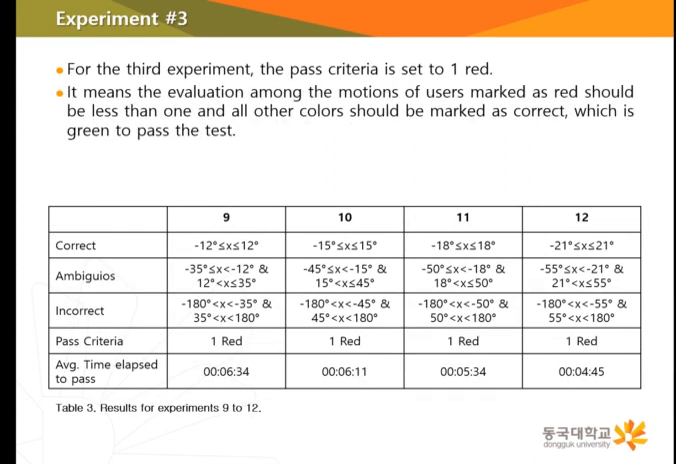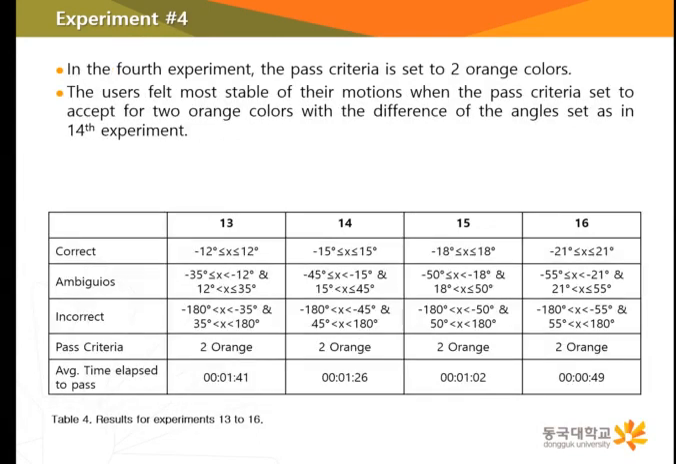For the third experiment, the pass criteria is set to 1 red. It means the evaluation among the motions of users marked as red should be less than 1, and all other colors should be marked as correct, which is green, to pass the test. In the fourth experiment, the pass criteria is set to 2 orange colors. The users felt most stable about their motions when the pass criteria is set to except for 2 orange colors, with the difference of the angles set as in the 14th experiment.